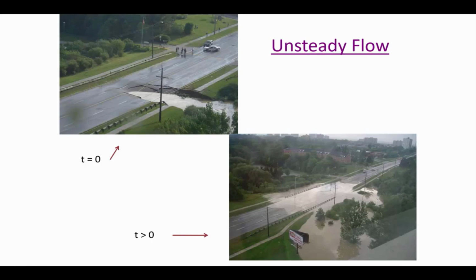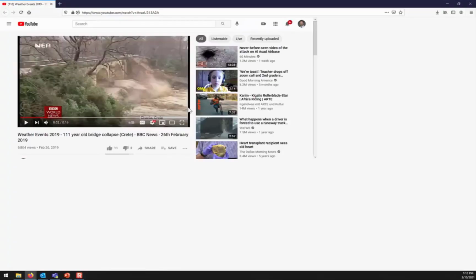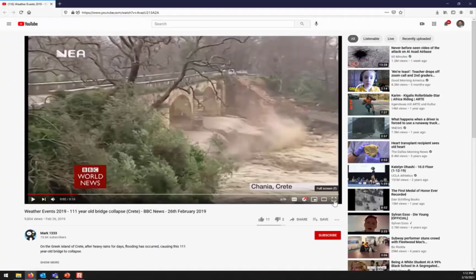You can't just with a single image see unsteady flow. We have to have a series of images over time to understand unsteady flow. And let me show you another video of unsteady flow. This is from the island of Crete.